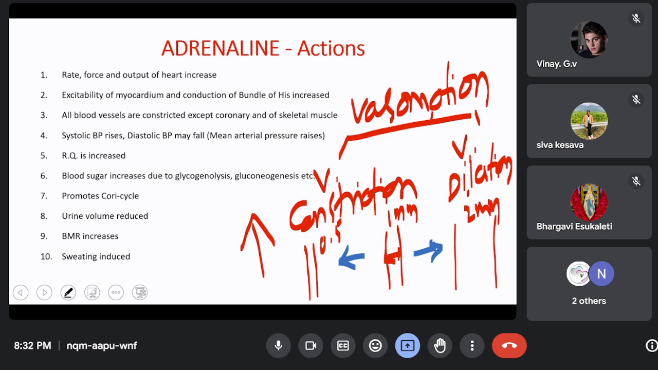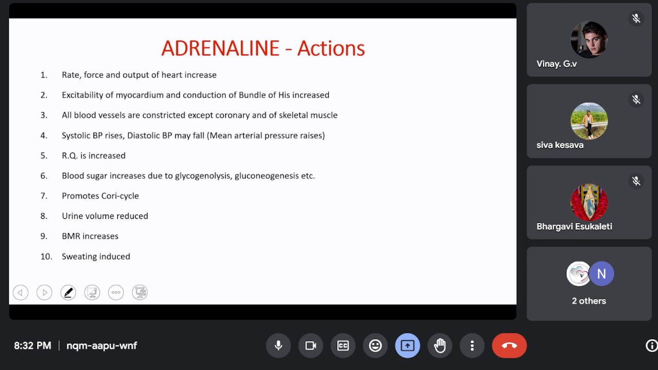When the vasodilation takes place, how? By increasing the diameter of the blood vessel, the rate of the flow of the blood decreases. So these hormones are involved in regulating the vasomotor activity. One by vasoconstriction, the other by vasodilation.